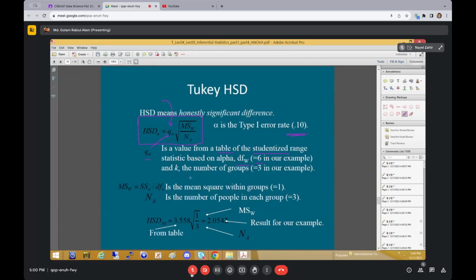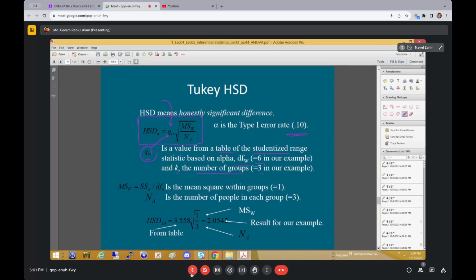And then we need another thing, that is the K. K is called the number of groups. In this case, the number of groups is 3. So using our standardized table, we can find our Q alpha.